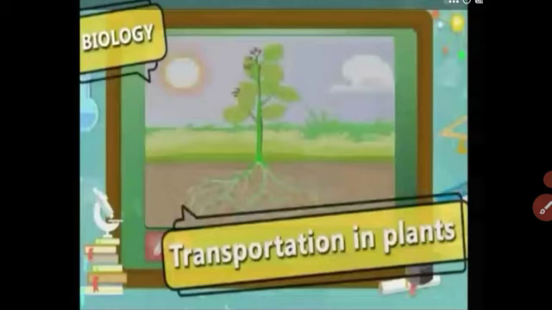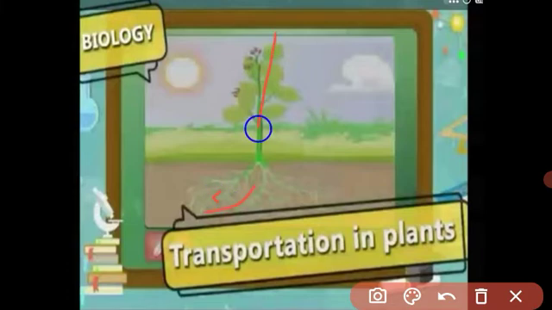In the last video, I explained about transportation in plants. This is the continuation video of this lesson. As you know, students, what is meant by transportation in plants? Transportation in plants is the process in which substances absorbed and synthesized in one part of the plant are transported to another part of the plant. This is called transportation in plants.